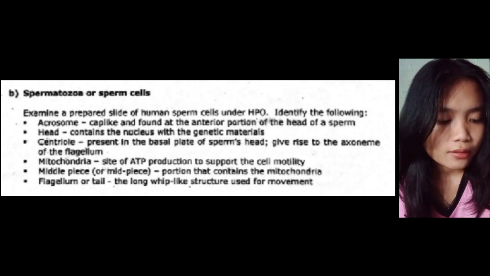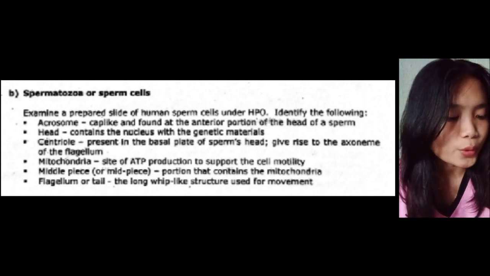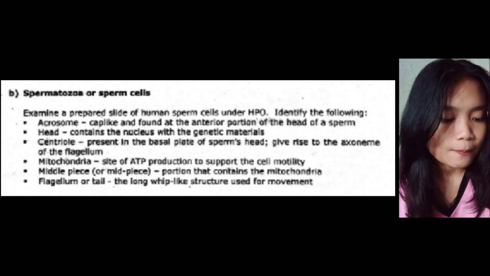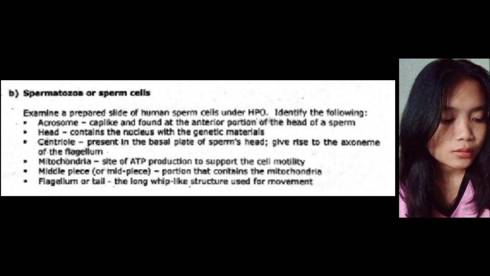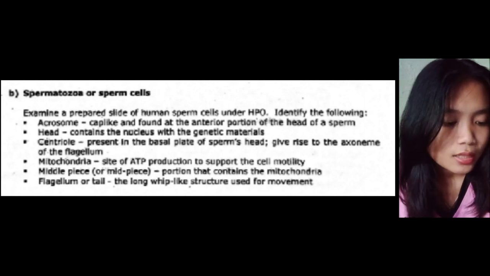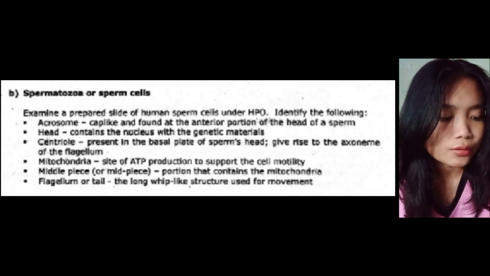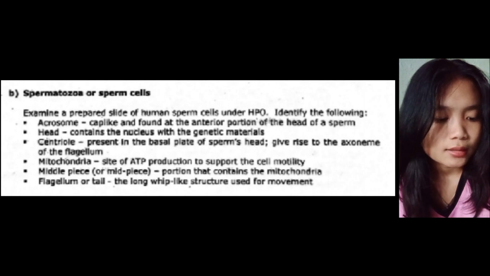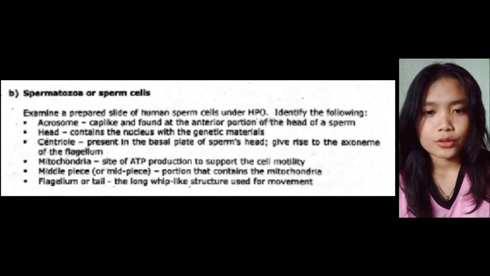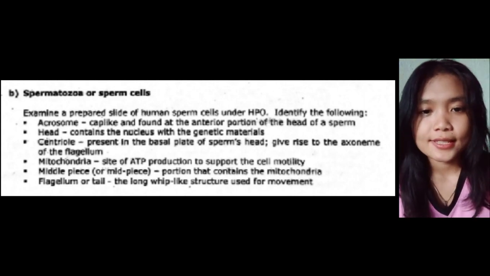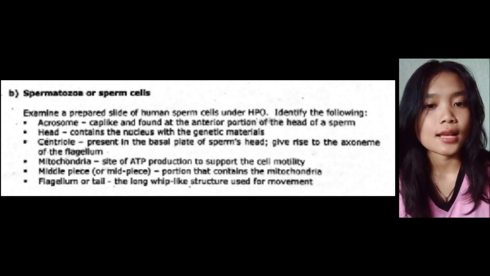Then fourth, we have mitochondria, site of ATP production to support cell motility. Then we have middle piece or mid-piece, portion that contains the mitochondria. Then we have flagellum or tail, the long whip-like structure used for movement. Okay, thank you for watching this. That is the exercise number 1 entitled Animal Cells and Tissues.